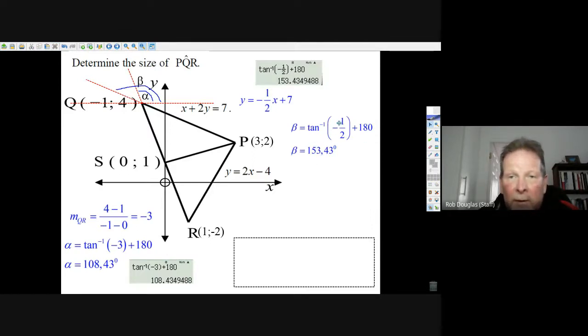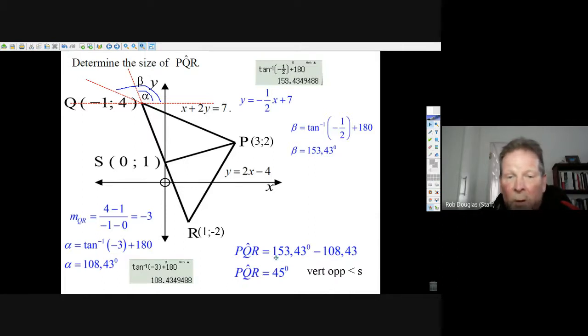You'll get a negative angle, then you add 180, you get 153.43. So there's your big angle beta, the one that fits with PQ, and the smaller angle alpha, the one that fits with QR. Well, now I'm looking at these two angles. If I took beta and took away alpha, I'd be left with the opposite angle where PQR is. And that's exactly what you do. You just subtract those angles, 153.43 minus 108.43. You get that 45-degree angle there. And by vertically opposite angles, PQR must be 45 degrees.